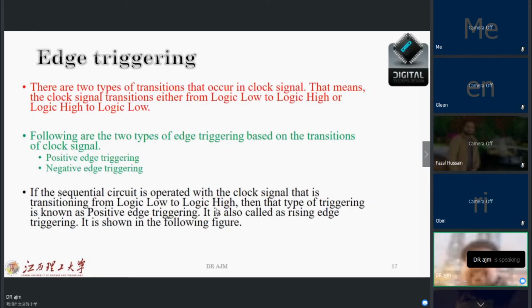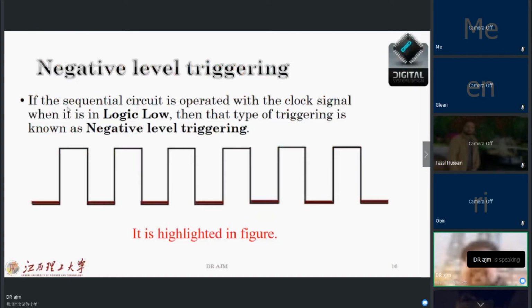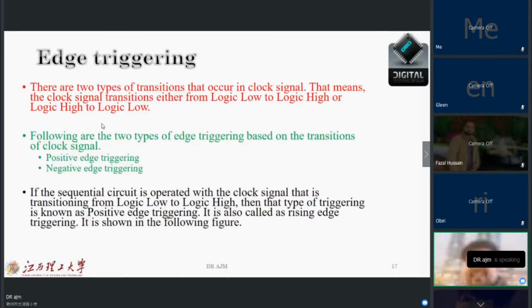That was for negative level or high level triggering. But edge triggering, these are two types of transition that can occur in our clock signal, and that means the clock signal transition either from logic low to logic high or logic high to logic low will happen, following the two types that we talked about, positive or negative.